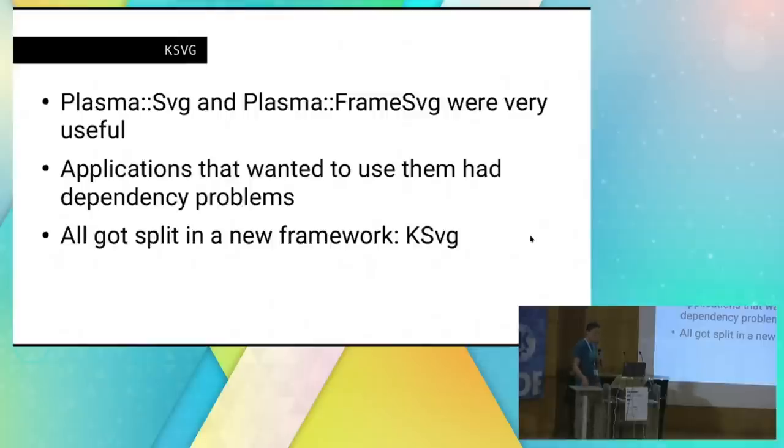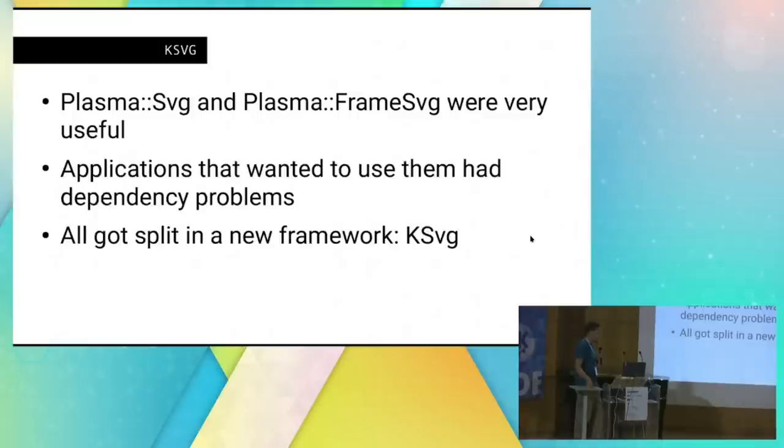Now, all of that has been moved to a different framework called KSVG, basically recycling the name of an old dead one, but it's fine. So it's Plasma SVG, Plasma Frame SVG, so still supporting the 9 patches thing. Everything about Qt SVG is not exposed in the public API, so in the future we could even, in a compatible way, switch the backend if need arises.